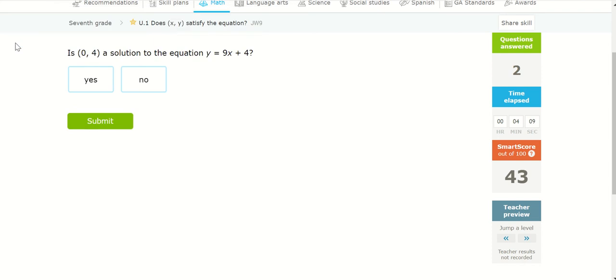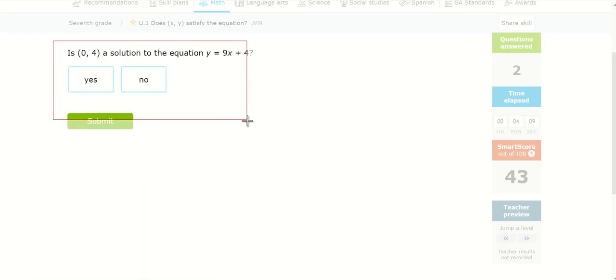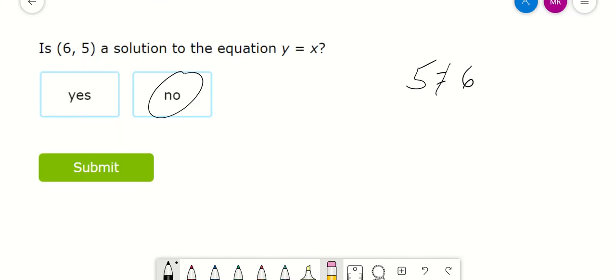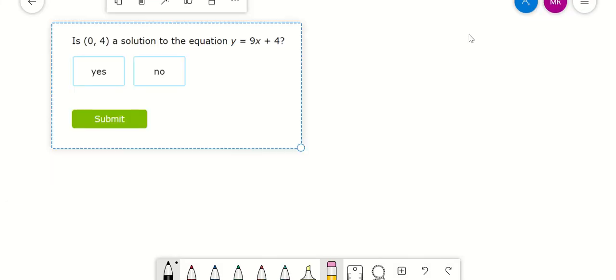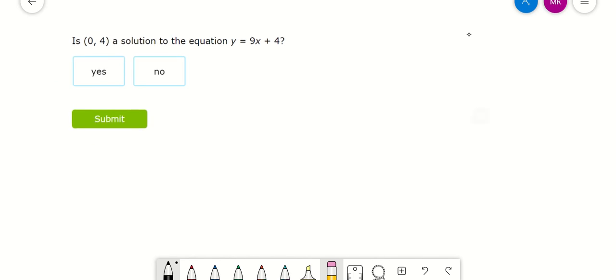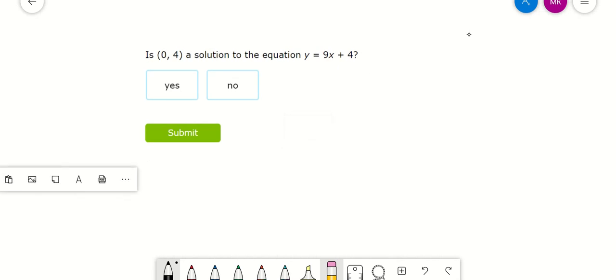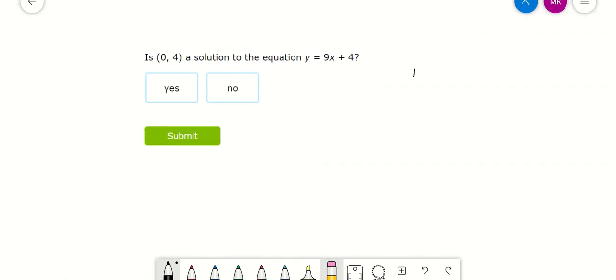So now we have 0, 4. Is this a solution to the equation y equals 9x plus 4? So same idea. We're going to take our x coordinate, which is 0. We're going to take our y coordinate, which is 4, and we're going to sub it in. So first off, y. The y coordinate is 4.